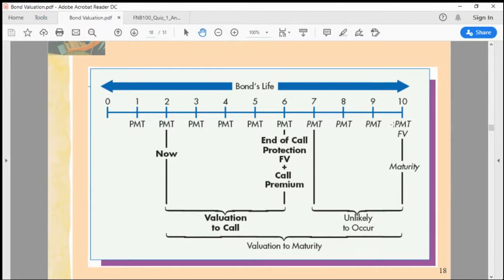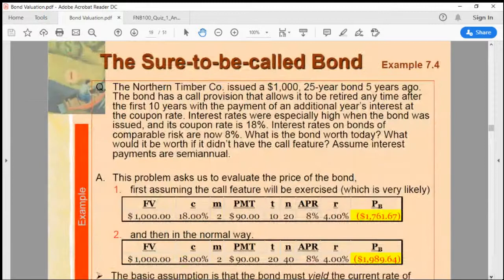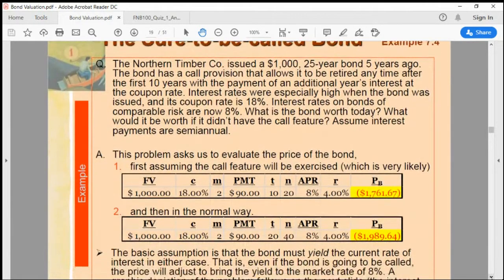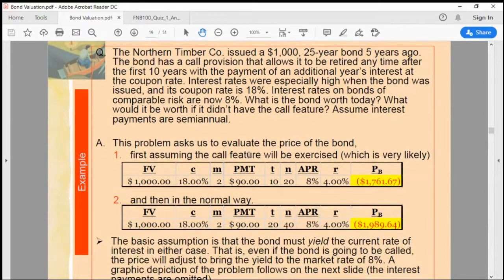Okay, so what this means is, as the time nears the maturity, the likelihood of the bond being called will go down, because there's no point in calling the bond. I'll explain further. I'll come back to that and explain further.